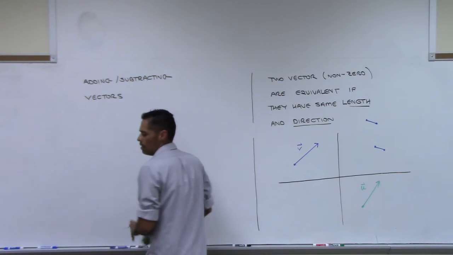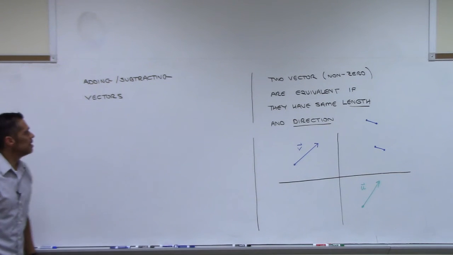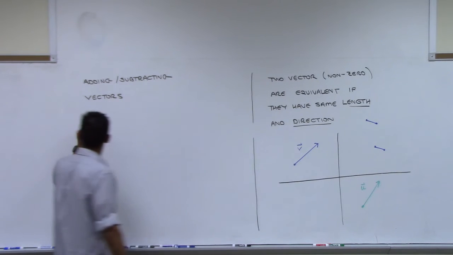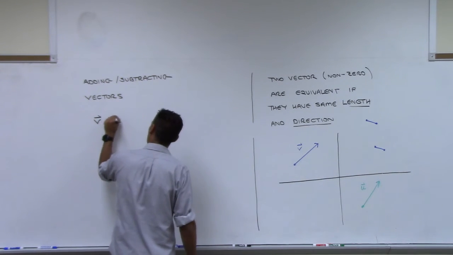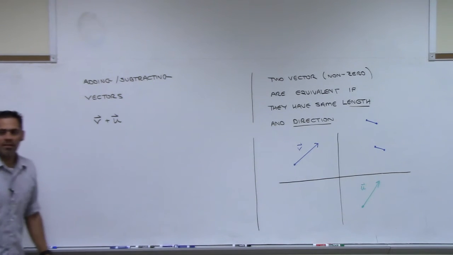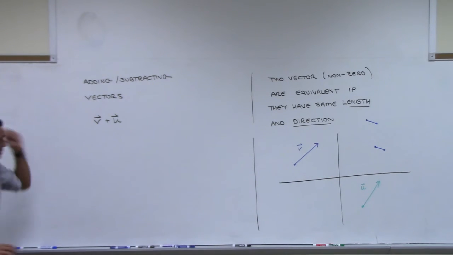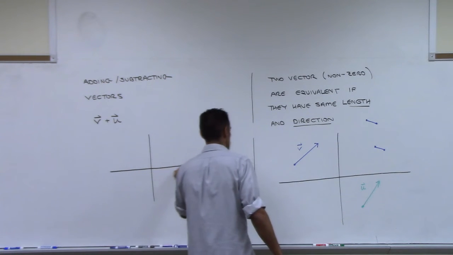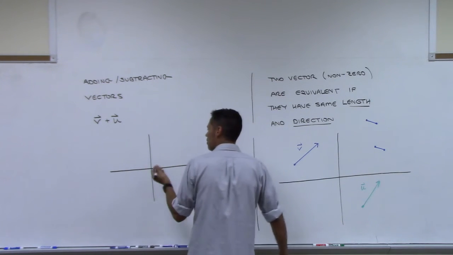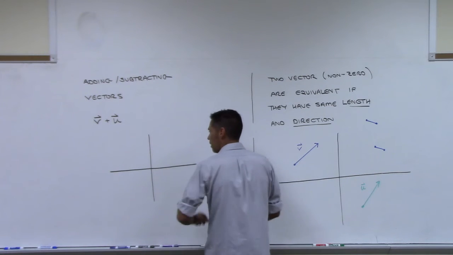Let's just do it. Okay, so let's say we have two vectors and we want to add them together. Let's say we have the vector v and we want to add it to the vector u. What does that look like geometrically? Let's see. So I'm going to come up with two vectors. I'm going to make them up.